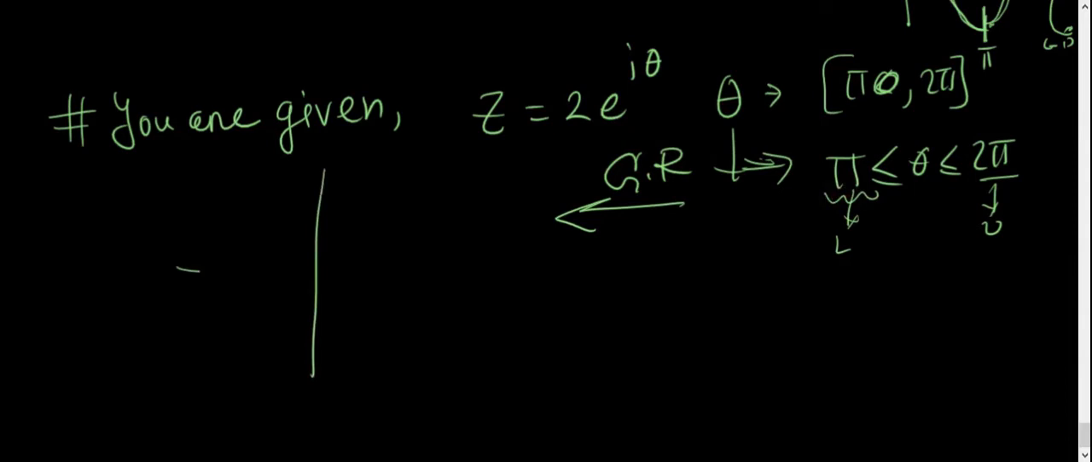So if this is your Argand diagram, the contour is starting from pi. So this is pi, right? And it will go from pi to 2 pi. So it's going anti-clockwise, so this is a positively oriented contour. And you can see this is a semicircle on the lower half plane of the Argand diagram.